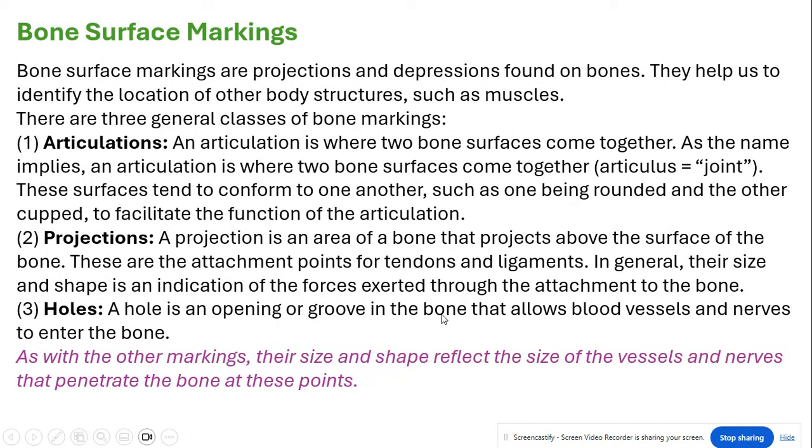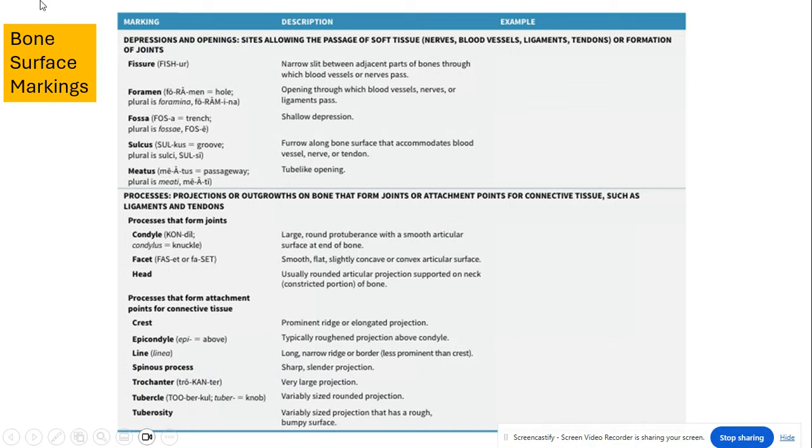Holes. A hole is an opening or a groove in the bone that allows blood vessels and nerves to enter the bone, right? As with other markings, their size and shape reflect the size of the vessels and nerves that penetrate the bone at these points. Size and shape, for the majority of them, depend on their function. Okay, we'll see. All right, what is a marking? A depression or opening, sized for the passage of soft tissues, nerves, blood vessels, ligaments, tendons, or the formation of joints, right?